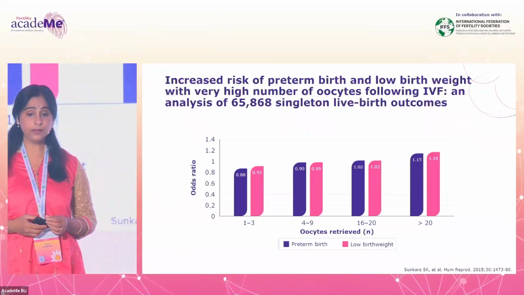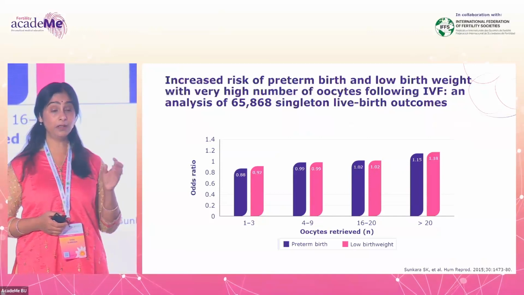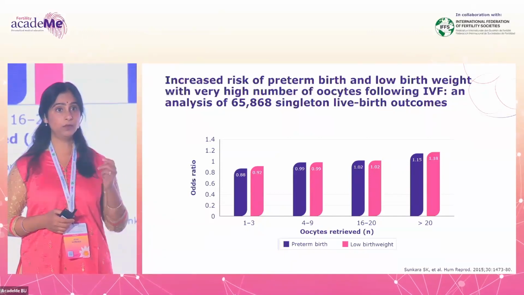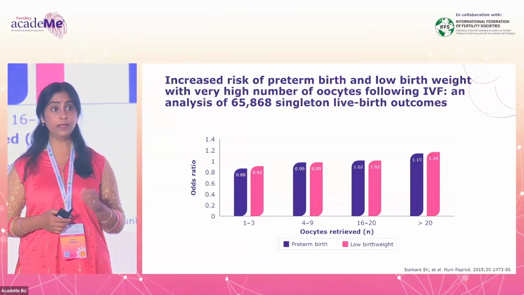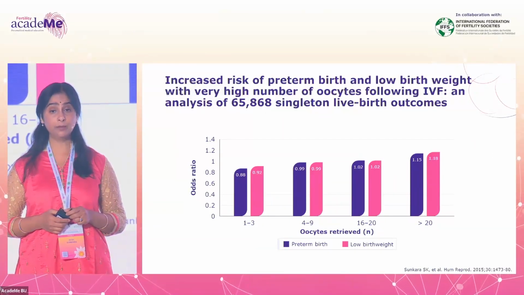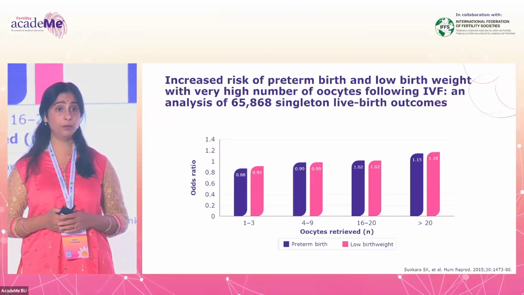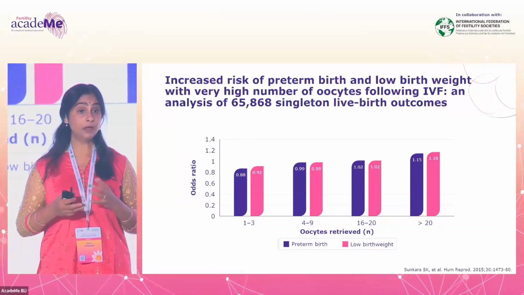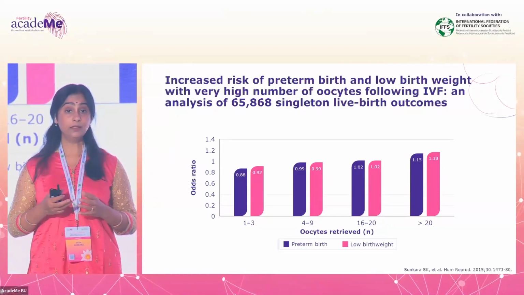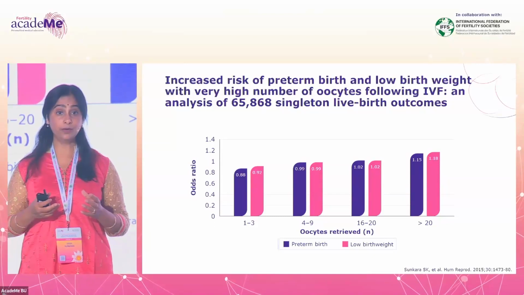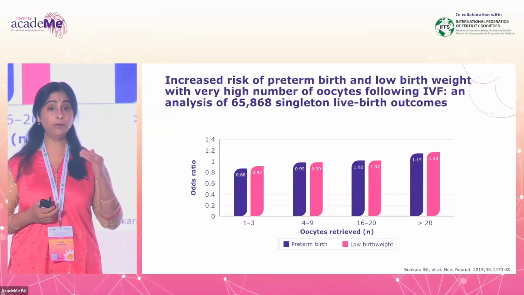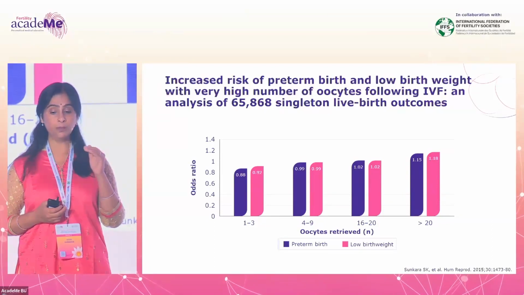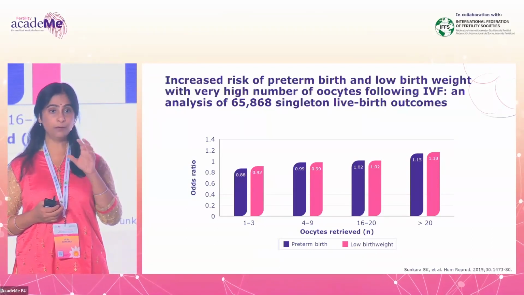What we did further is that we looked just at singleton pregnancies because multiple pregnancies are confounders. And what we did is, yes, we saw that there was a slight increase in preterm birth and low birth weight with ovarian stimulation compared with unstimulated IVF cycles. But is there any correlation with the intensity of stimulation or the number of oocytes retrieved? And what we found is that up to 15 oocytes in a fresh transfer cycle, there was no increase in preterm birth or low birth weight, up to 15 oocytes.